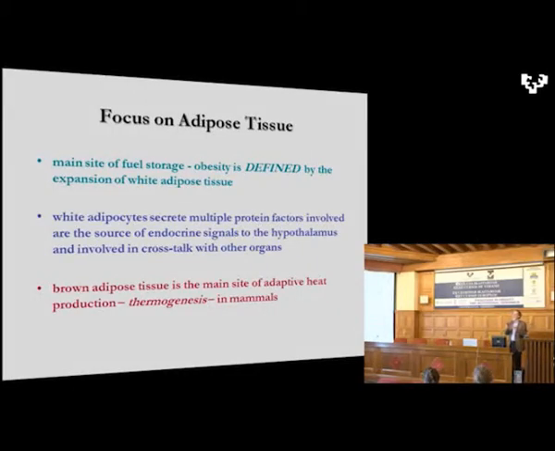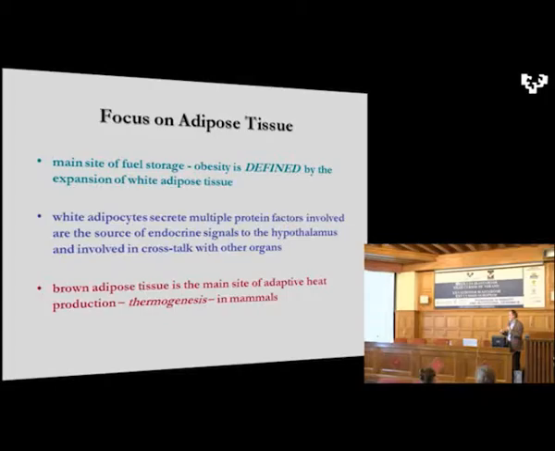Now, with that background, and putting, I hope, obesity in context for you in relation to the scale of the problem and what we mean by it, let me move on to, in a sense, the organ that defines obesity, that is adipose tissue. Adipose tissue, or its expansion, is, of course, what obesity is all about.